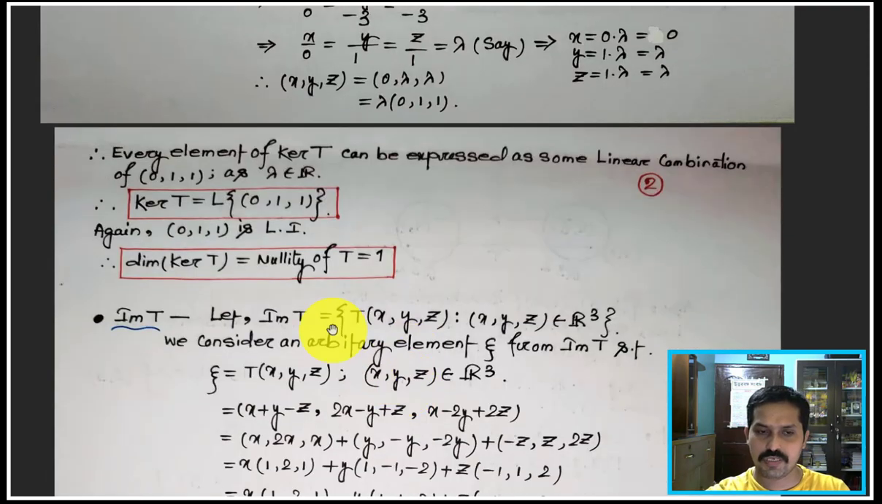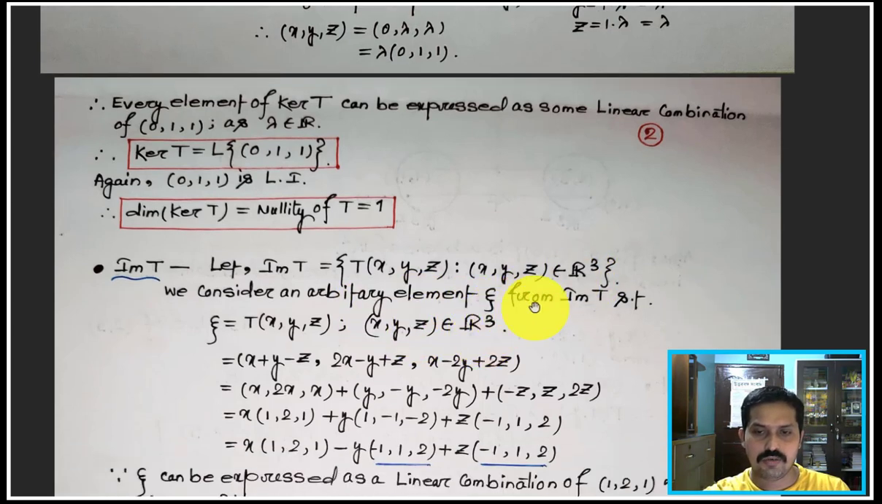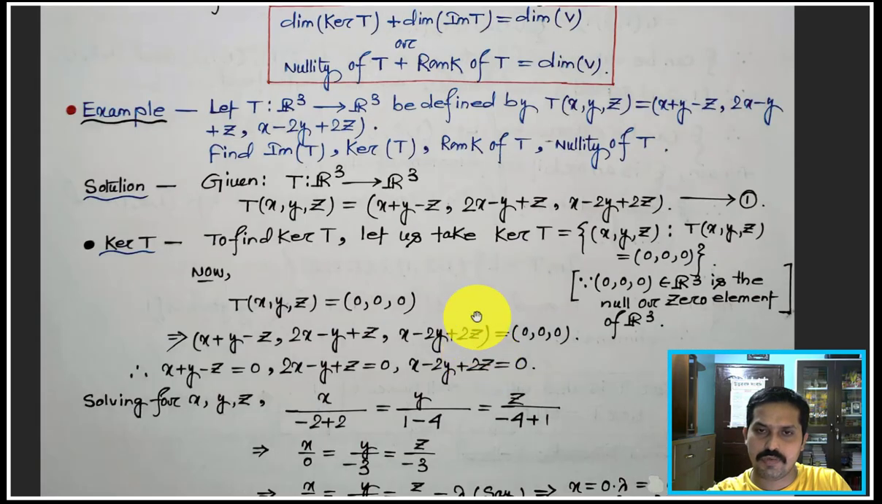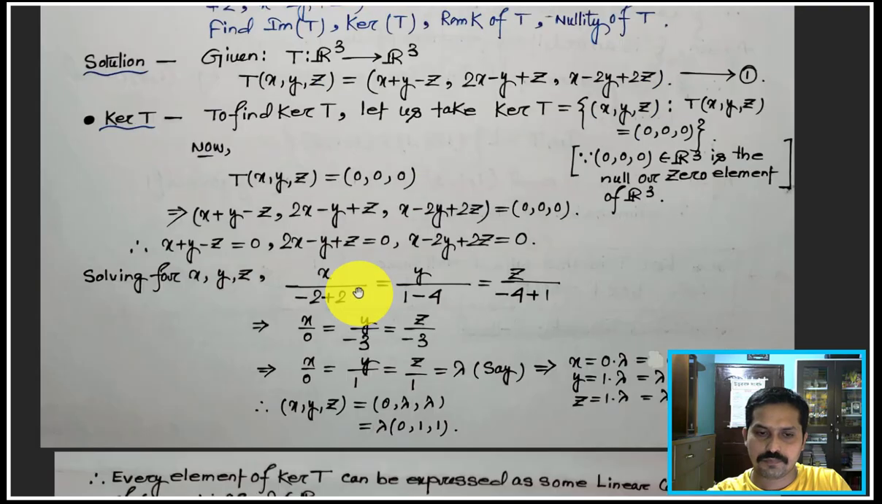So according to the definition, let us consider the image of T equals T(x, y, z) such that (x, y, z) belongs to R3, because here R3 is V and R3 is W. Now we consider an arbitrary element xi from Im T such that xi equals this element T(x, y, z). Now what is T(x, y, z)? T(x, y, z) is (x + y - z, 2x - y + z, x - 2y + 2z), because it is given in the question.